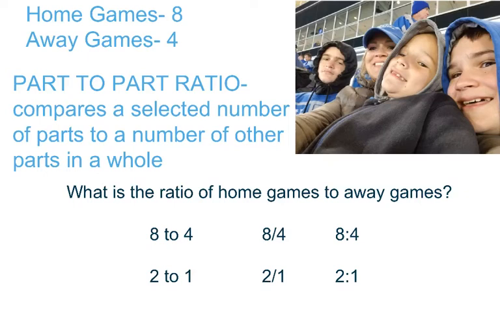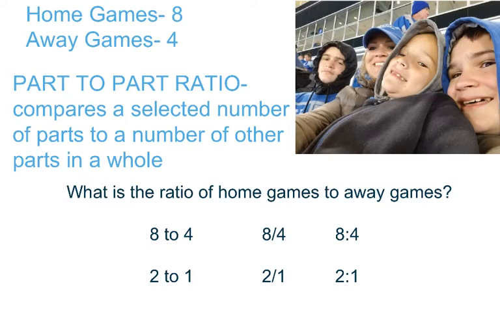Our question is, what is the ratio of home games to away games? So we have part of the games played at home, 8, and part of the games played away, 4. So the ratio is 8 to 4. Notice that the ratio can be written in 3 different forms. You can have the word TO between the numbers. You can write the ratio as a fraction, 8 fraction bar 4, or with a colon between the numbers.